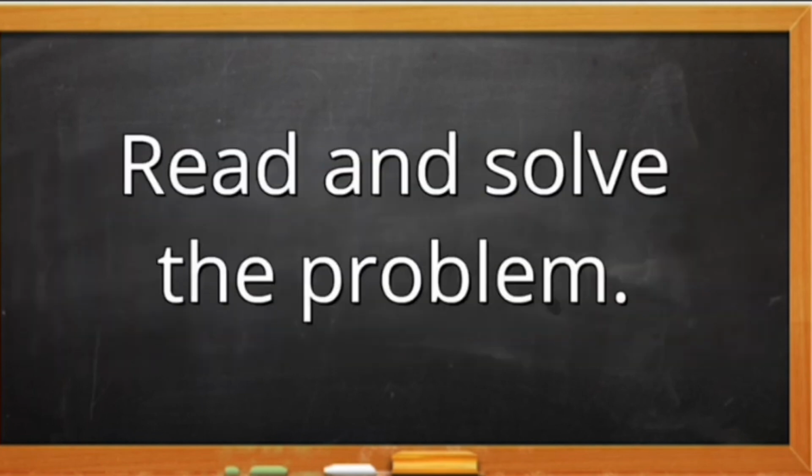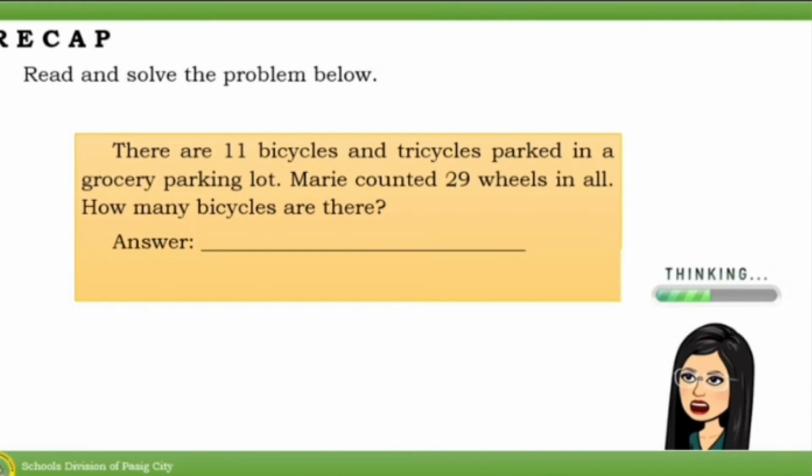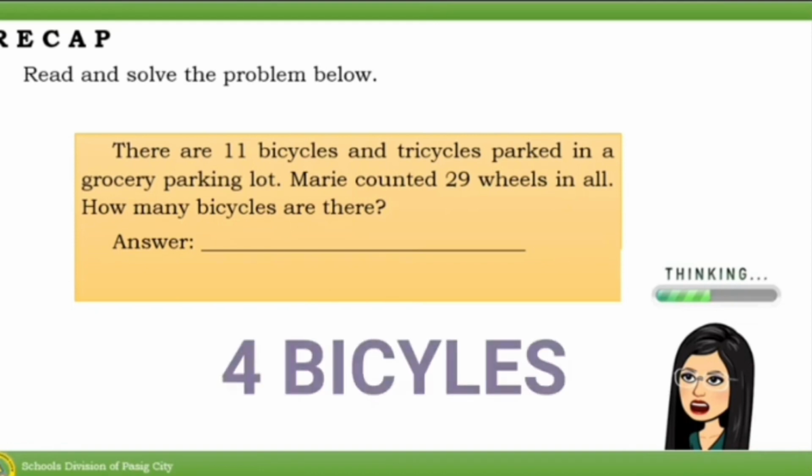Recap. Read and solve the problem below. There are 11 bicycles and tricycles parked in a grocery parking lot. Marie counted 29 wheels in all. How many bicycles are there? The answer is 4 bicycles.